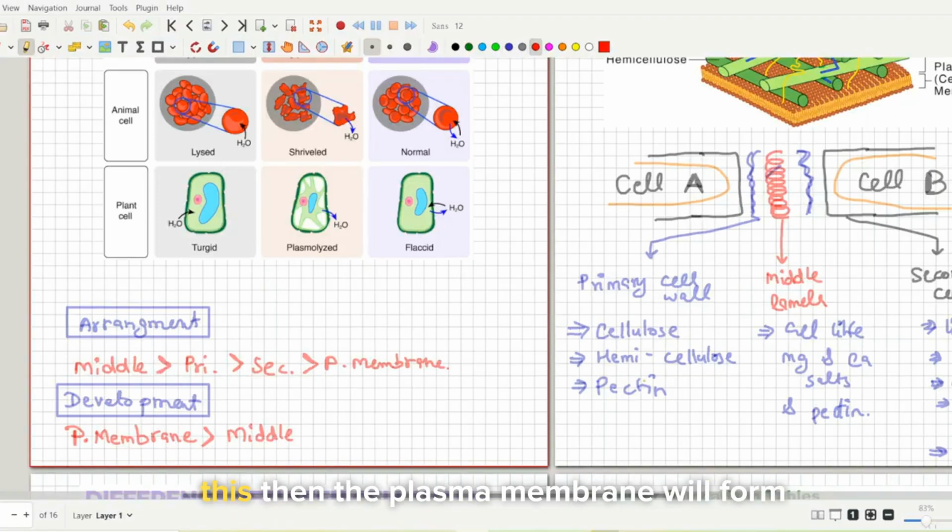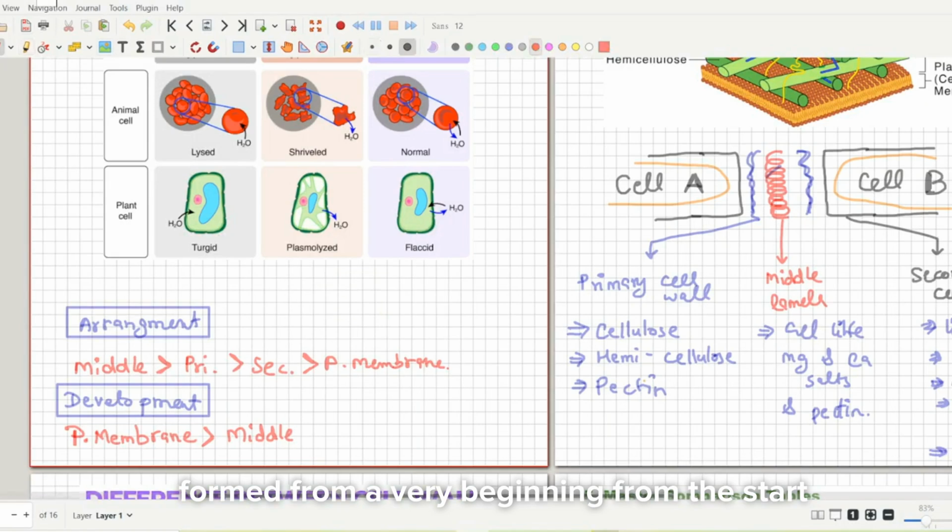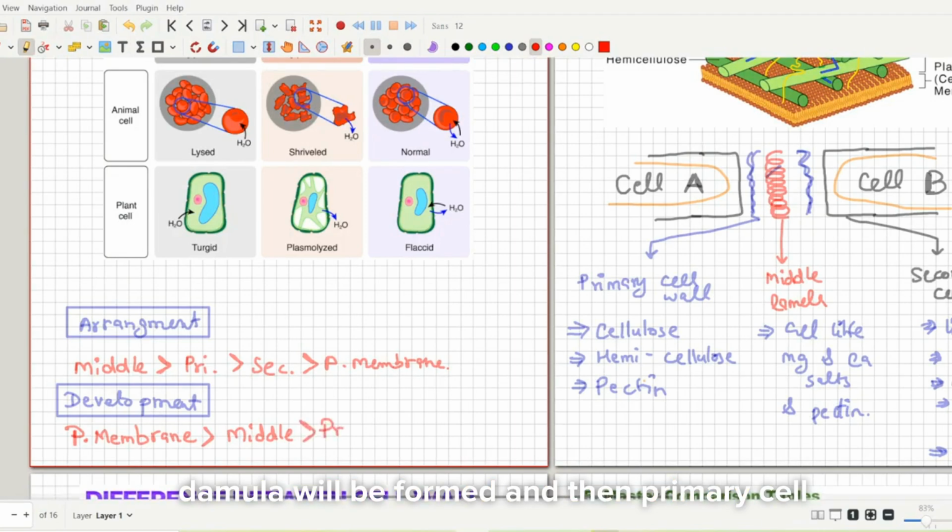If it is a cell like this, then the plasma membrane will form, and then the middle lamella will form, and then the primary will form, and then the secondary will form. So that's how a cell develops in actual reality. Like, if a cell is being formed from the very beginning, a cell just divided, then the first layer that is formed is the plasma membrane, then the middle lamella, then the primary cell wall, and then the secondary cell wall.